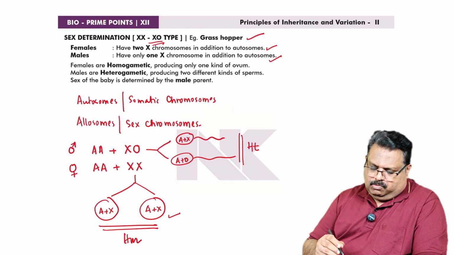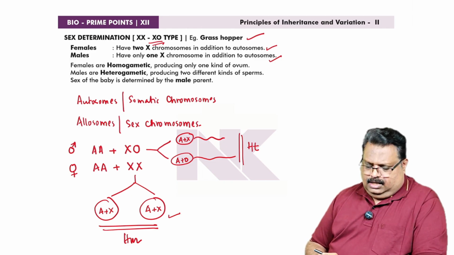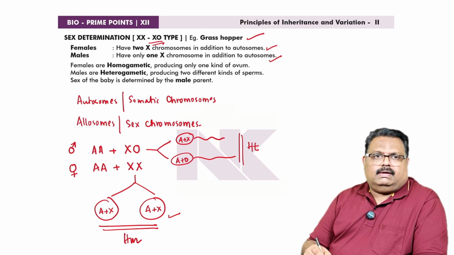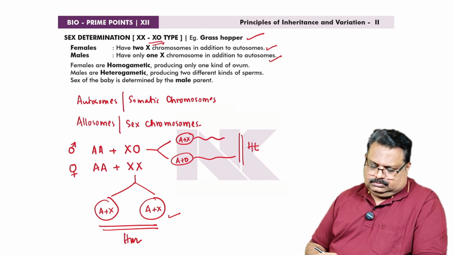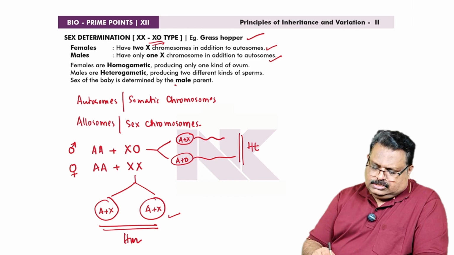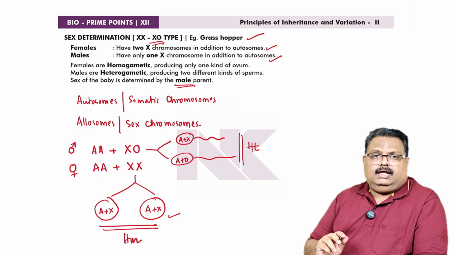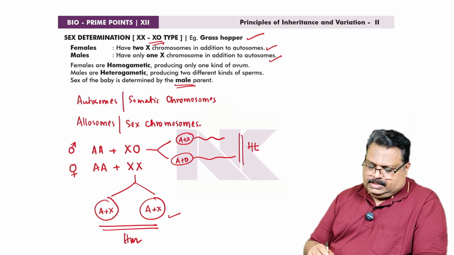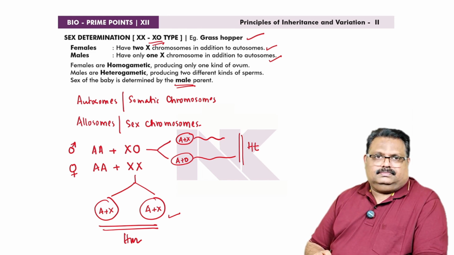So females are homogametic. Why? They produce only one type of gamete. And males are heterogametic because 2 types of gametes, sperms, are produced. So the sex of the baby is always determined by the heterogametic parent. Here the males are heterogametic, so the sex of the baby is determined by the type of the sperm, or the type of the male gamete. Okay.